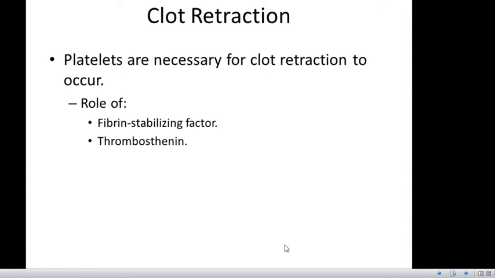Fibrin stabilizing factor causes more and more cross linkages between adjacent fibrin fibers. Platelets also contribute directly to clot retraction by activating platelet thrombostenin, actin, and myosin molecules, which are all contractile proteins in the platelets. This contractile action of platelets helps compress the fibrin meshwork into a smaller mass.